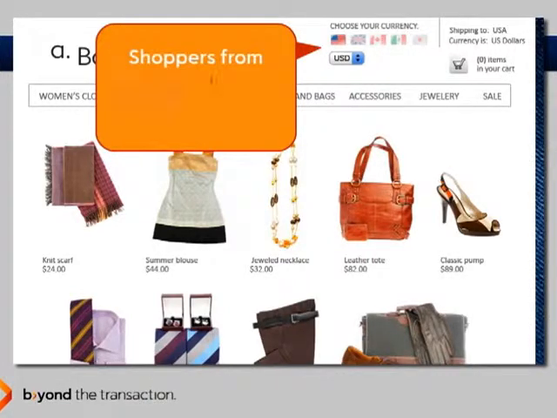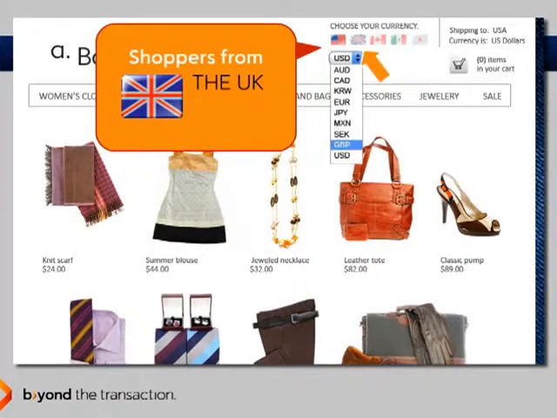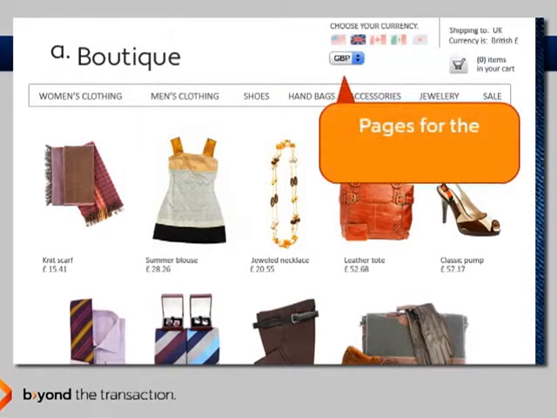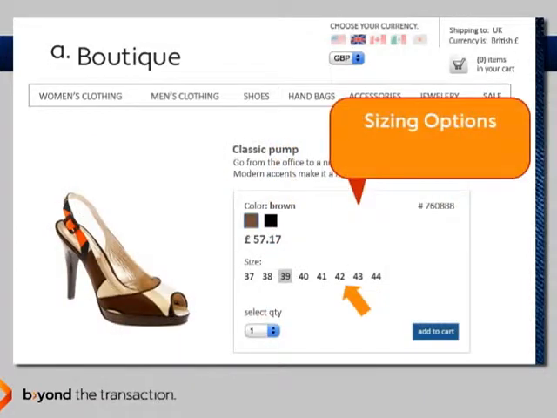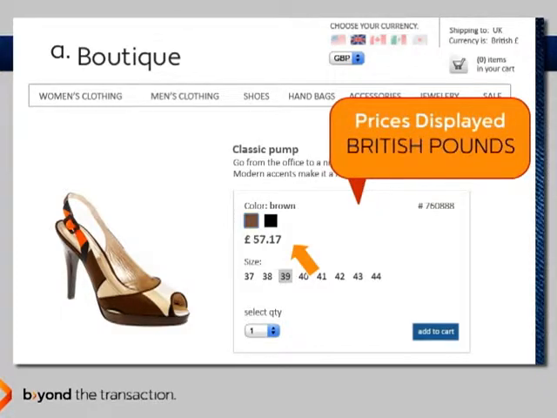For example, shoppers from the UK pick their flag or currency and they are directed to pages that you have created for the British market. You will notice that the British flag is now dominant on the website. Note that although the products have remained the same, the sizing options have changed to be consistent with European markets, and the prices are now displayed in British pounds.